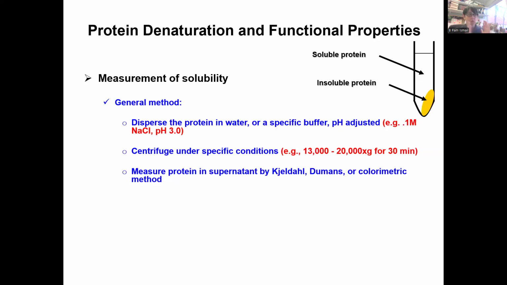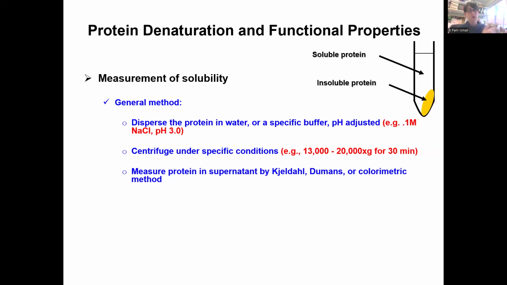So we vortex, we make sure we take a representative sample, we measure the protein, and often we do that with a nitrogen combustion method or Kjeldahl, but Kjeldahl is lengthy, so we do nitrogen combustion using our LECO. And what happens is after you vortex, you determine the measurement of the total nitrogen in your sample.